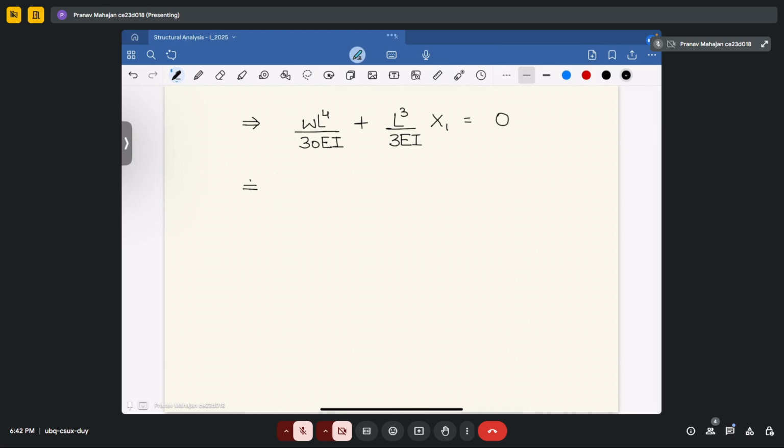Okay, so if we solve for this, we will get H1 equal to minus WL to the power 4 divided by 30 EI multiplied by 3 EI upon L cube. This will give you the value of H1 equal to minus WL upon 10.